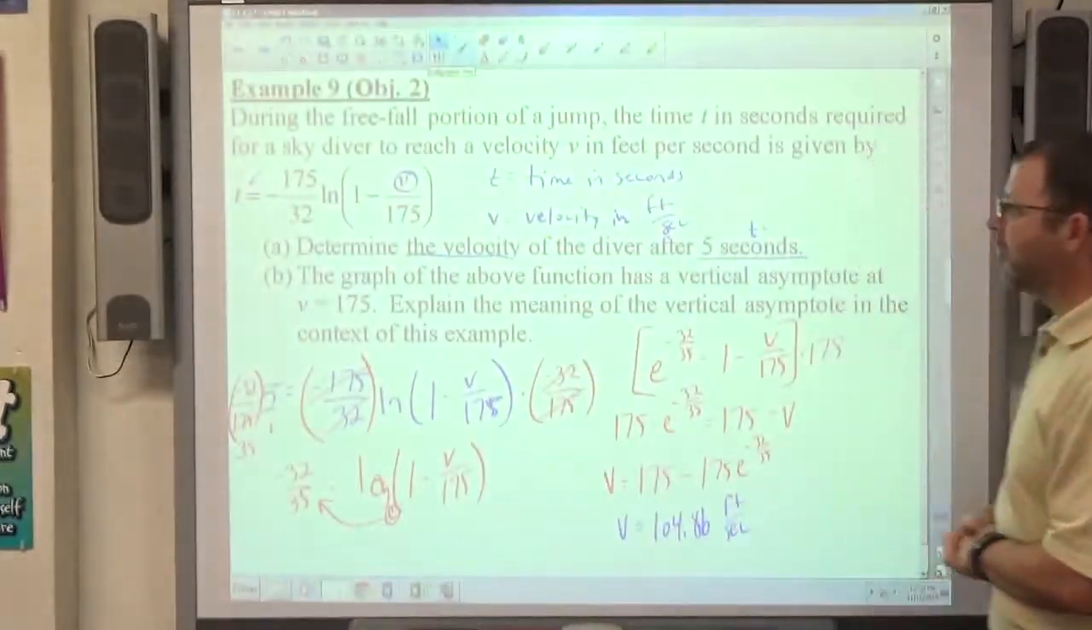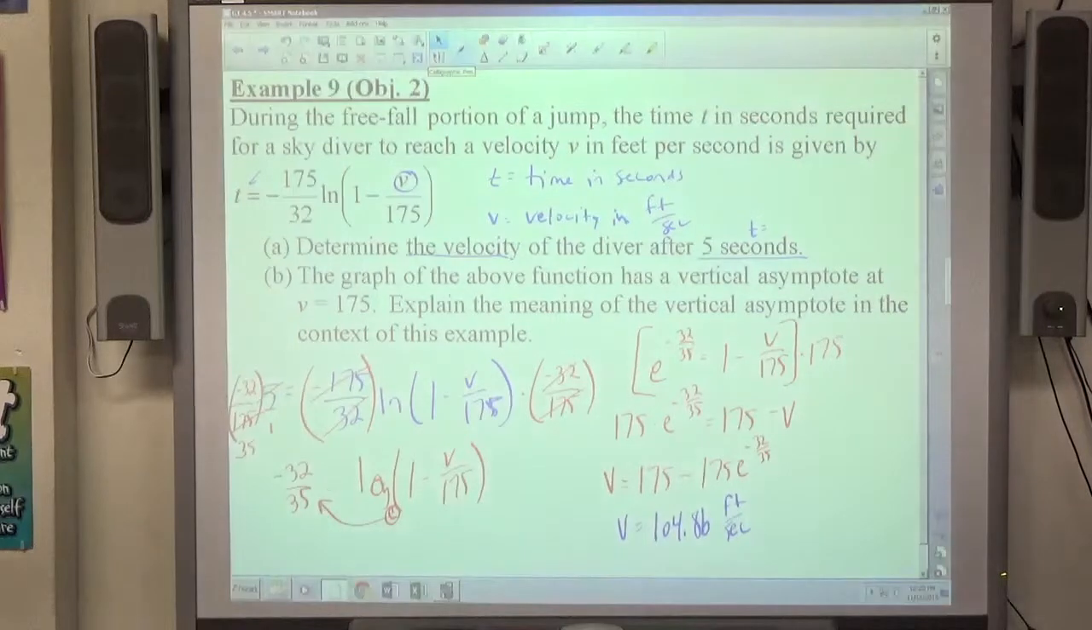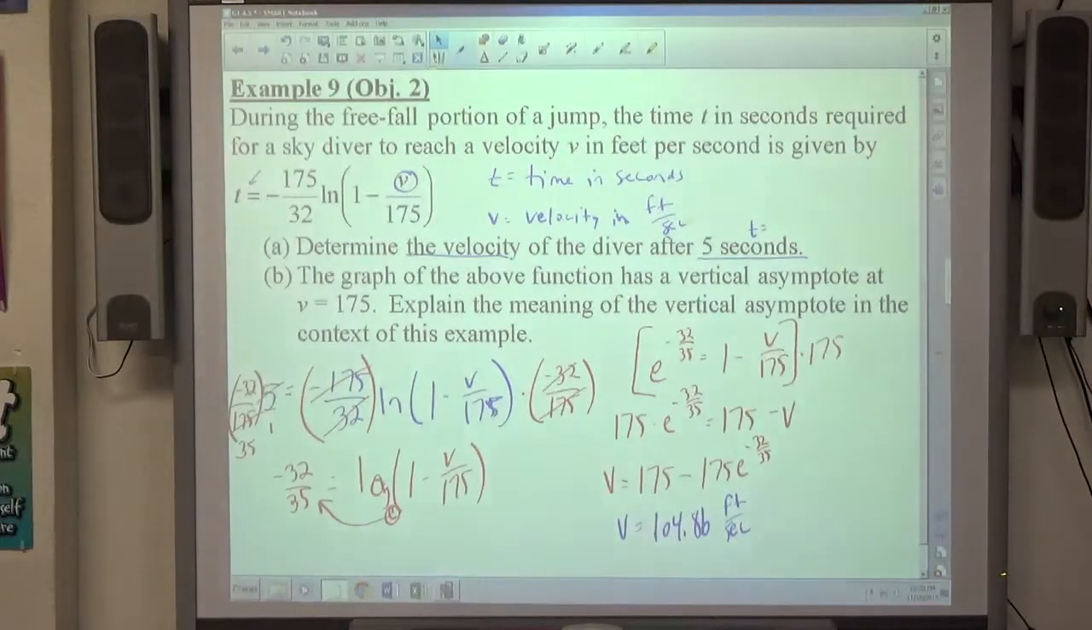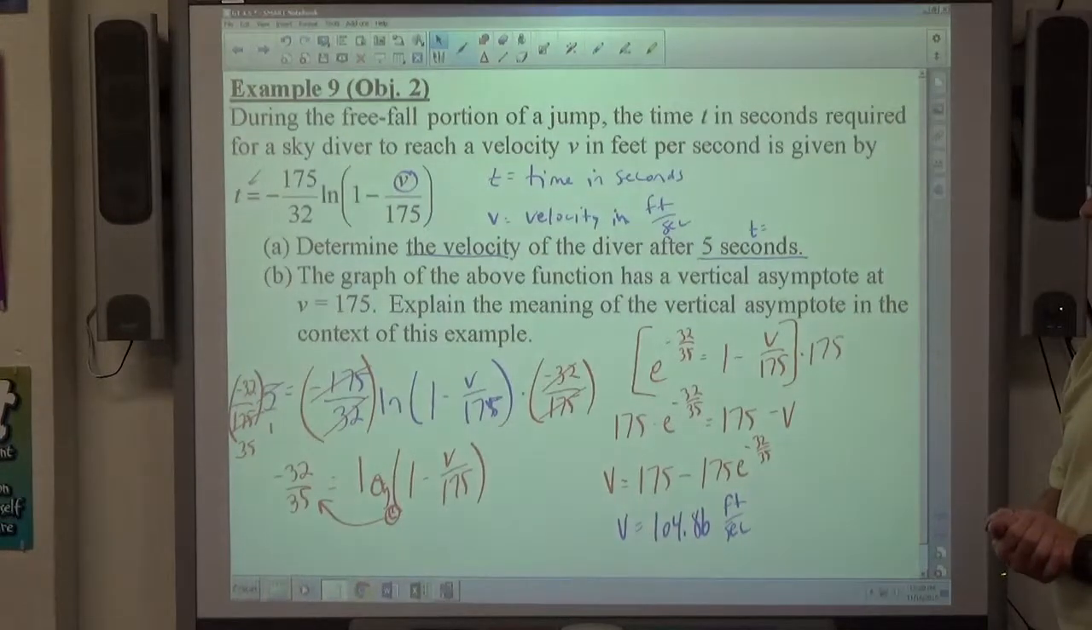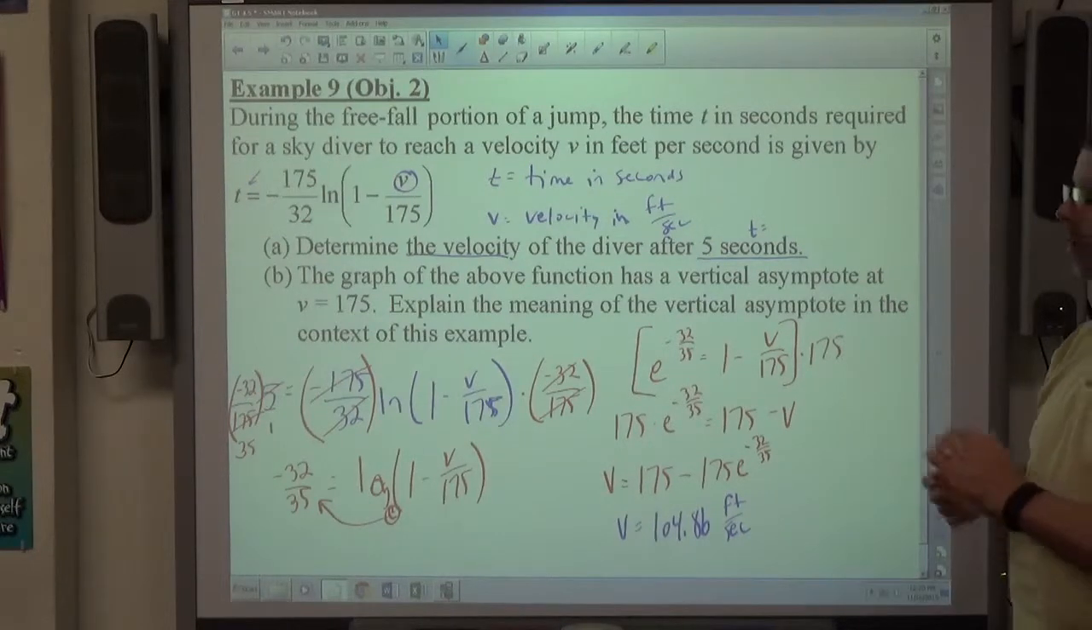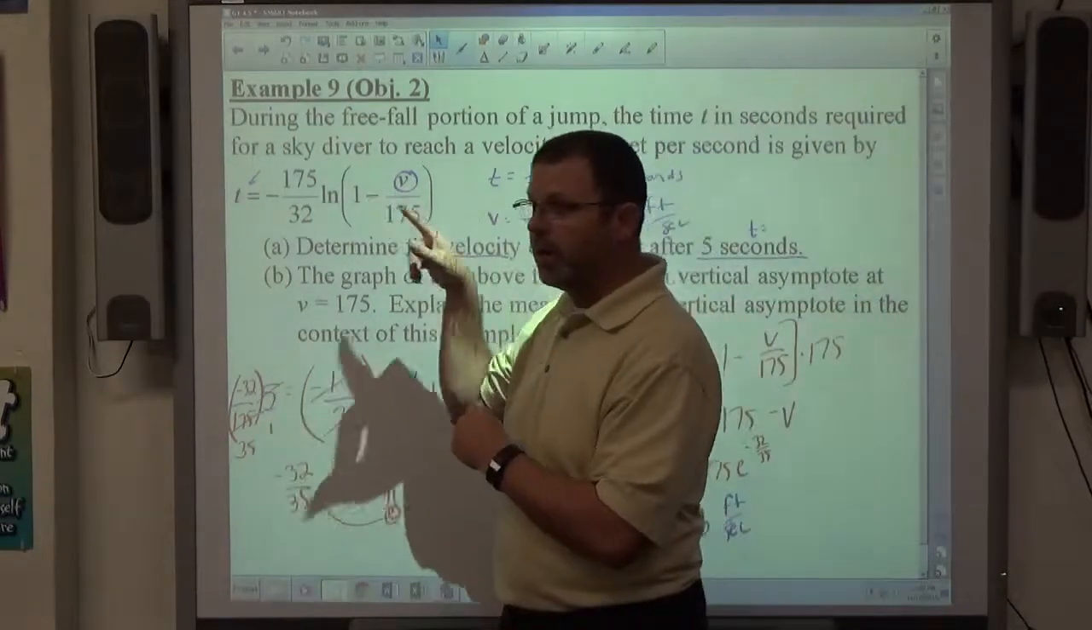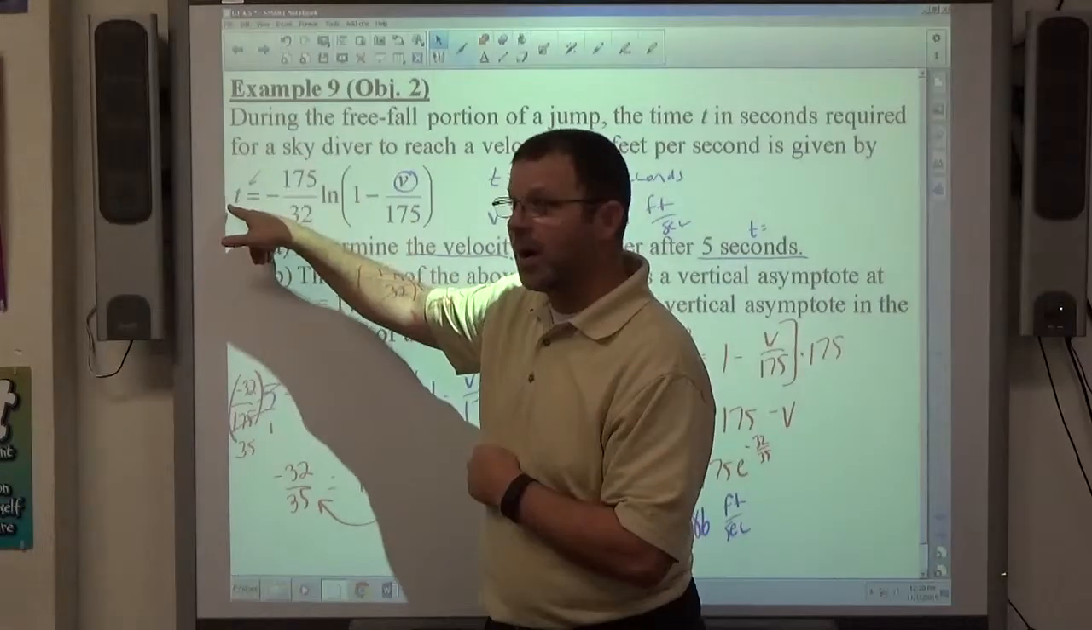The other part, the graph of the above function has a vertical asymptote at v equals 175. Explain the meaning of the vertical asymptote in the context of this example. All they want to know, what does v represent? Velocity. If the vertical asymptote is 175, okay, imagine this is an xy equation. This is x, that's y, right?